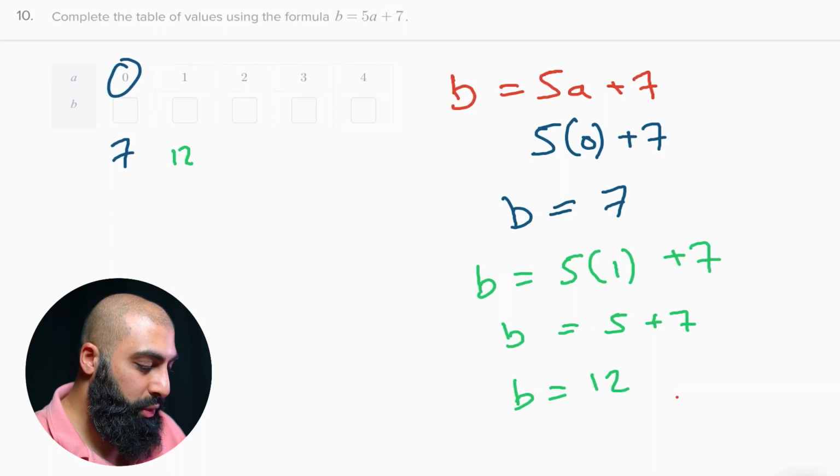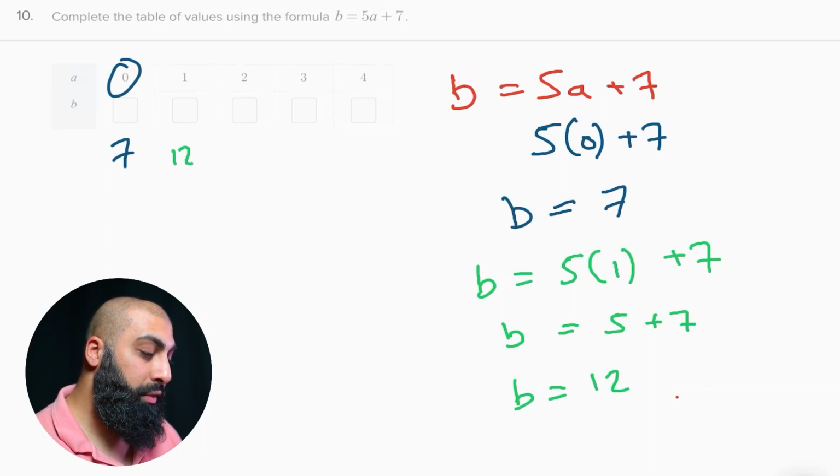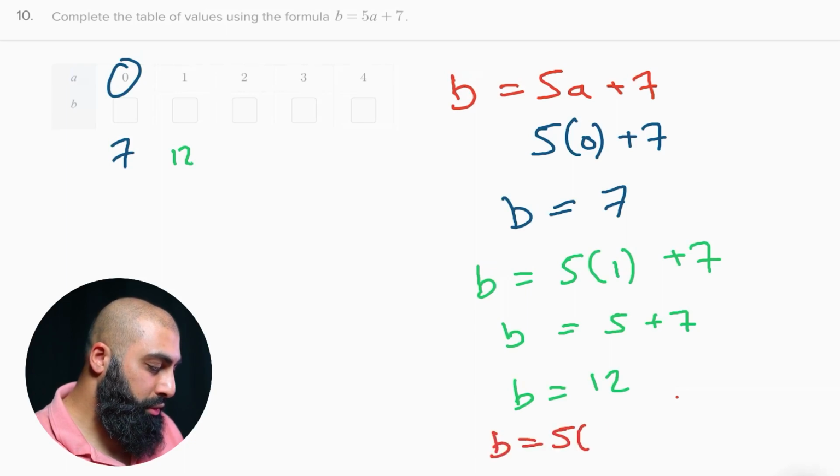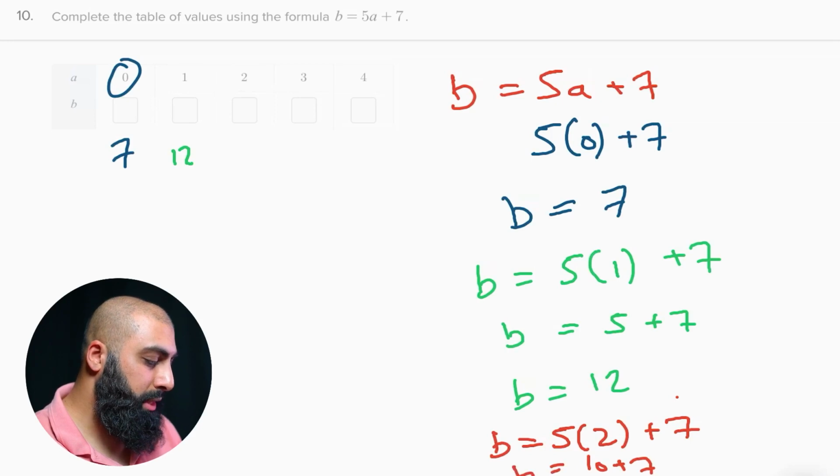So we can just write here 12, okay? And if we carry on, when a is equal to 2, we end up getting 10 plus 7. Therefore, b is equal to 17.